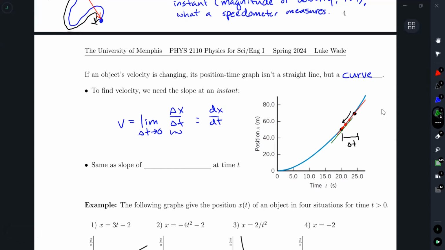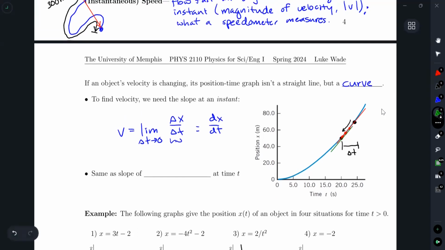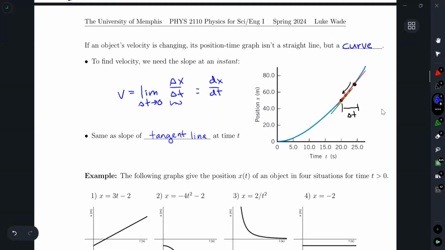Okay, and that's the visual or graphical interpretation of a derivative. It's the slope at a single point. And so that's the slope of the tangent line to the curve at the time we're interested in. Okay, so that green line right there, I'll extend it out just a little bit. That's our tangent line.